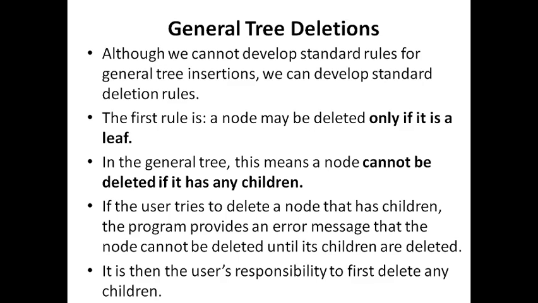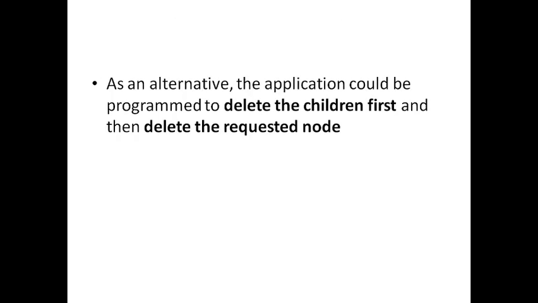But if you want to delete some other node, then you must first delete the children of that node and make it a leaf node. Then it can be deleted. Or you have to rearrange the tree such that the children of that particular node are transferred to some other node, and then this can be deleted. This is the restriction that has to be maintained while deleting from a general tree. So we can delete the children first and then delete the requested node.